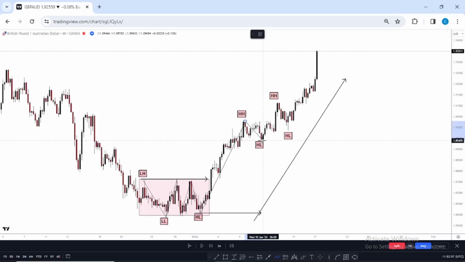Why is this a higher low? Because this low is higher than that of its previous low. So now this becomes our new higher low.